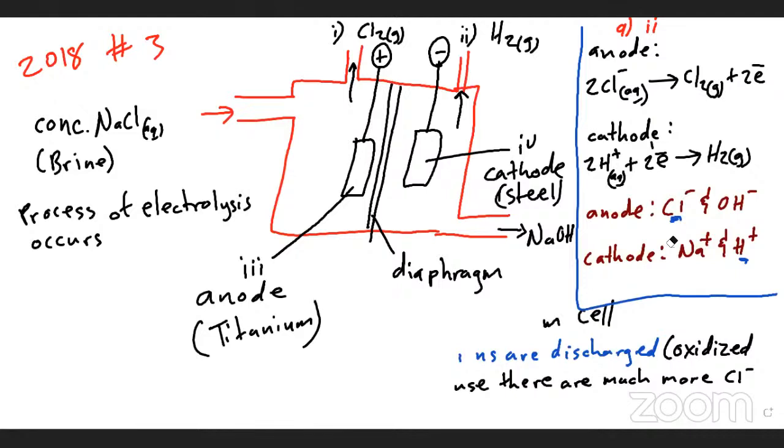V can be, yes, it's a mixture. So just put a slash here or a comma. Mixture of NaOH and NaCl. Again, take a picture.